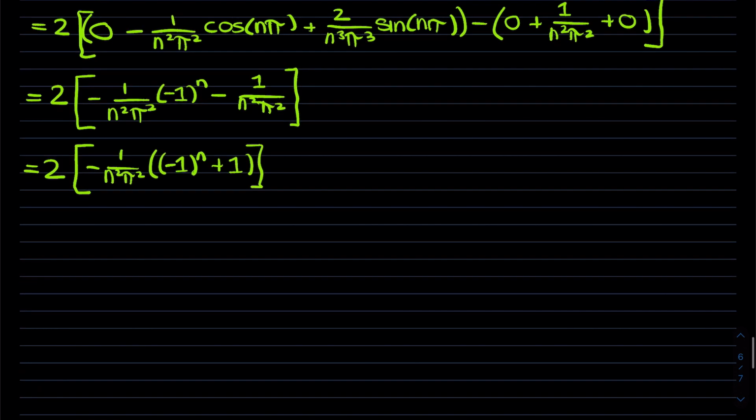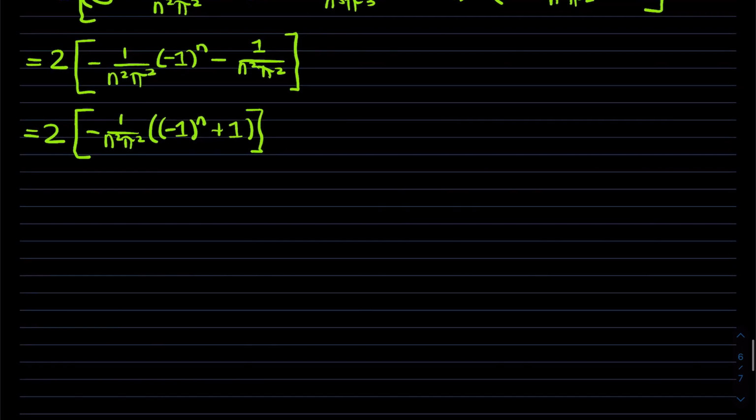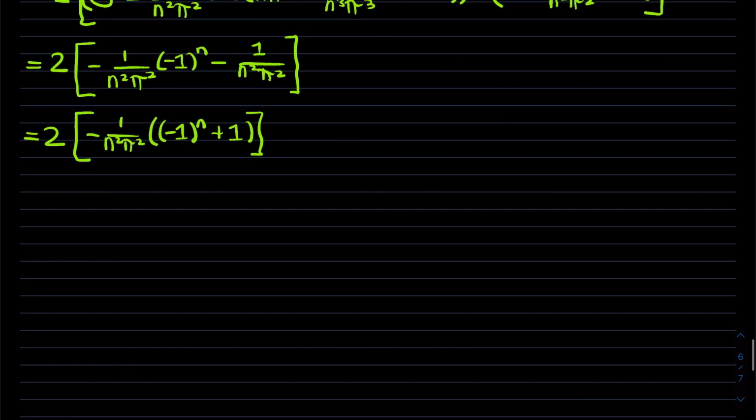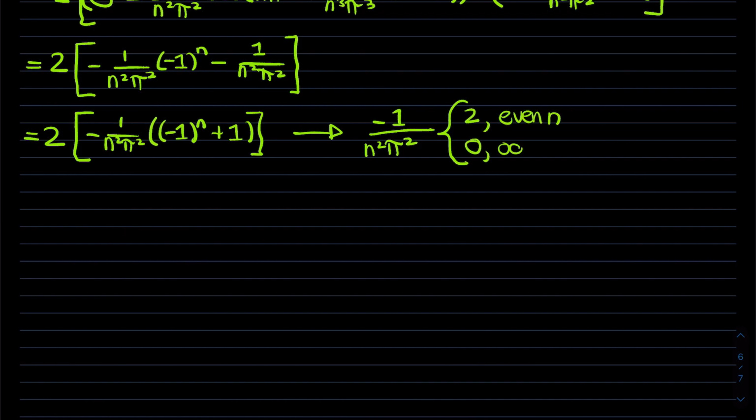And then you'll notice now that we get a few different values here, because if n is odd, we're just going to get 0. But if n is even, we're not going to get 0. So this just goes to, say, minus 1 over n squared pi squared, and we multiply it by 2 for even n, and multiply it by 0 for odd n.